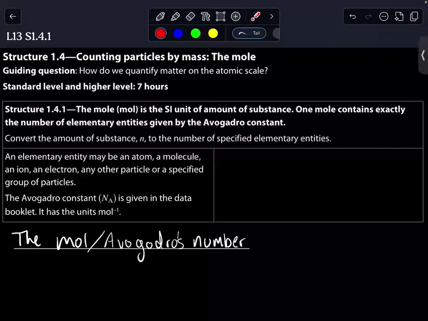Hello, y'all, and welcome to Lesson 13, Structure 1.4.1. This is where we're going to start talking about counting particles by mass. We're going to be using the mole. So our guiding question is, how do we quantify matter on the atomic scale?